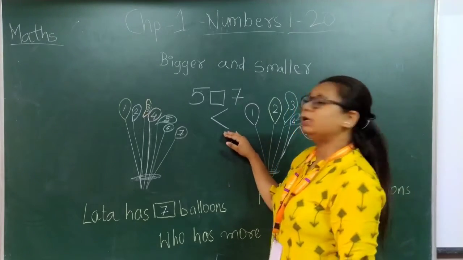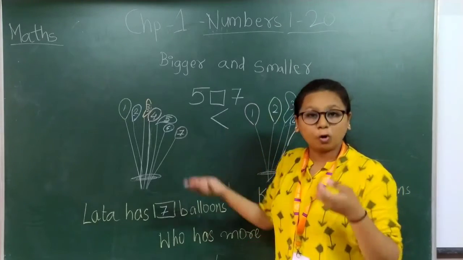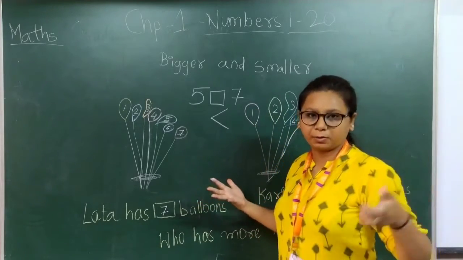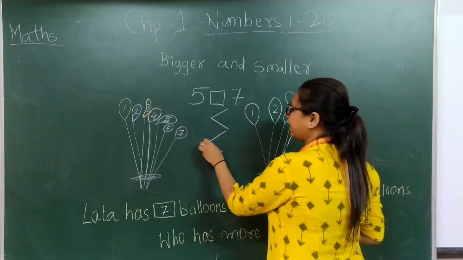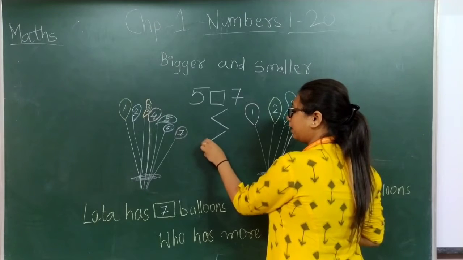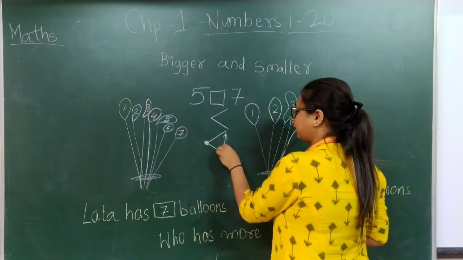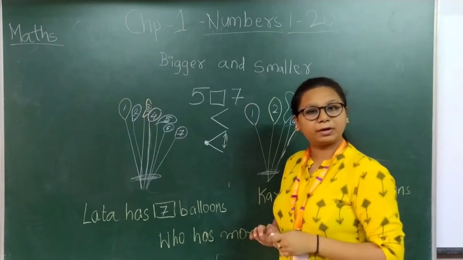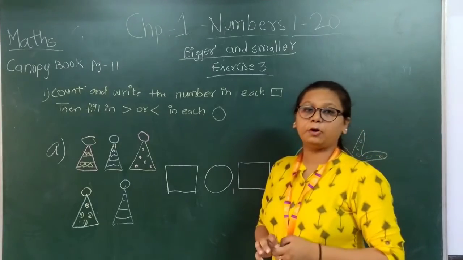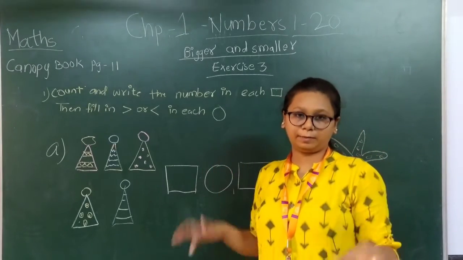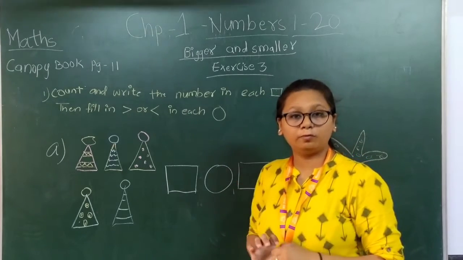Okay. So the mouth of the sign always opens to a bigger number. Okay. And the smaller number always gets a tail. The mouth always opens to a bigger number. Students, I hope you have understood what is bigger and what is smaller with the signs. Okay. So now we'll move on.